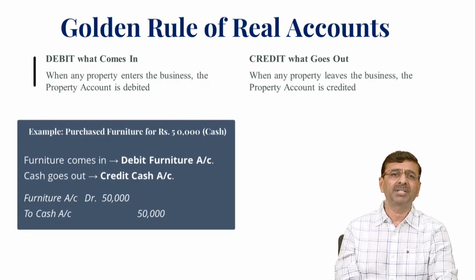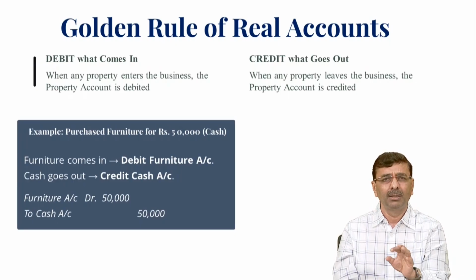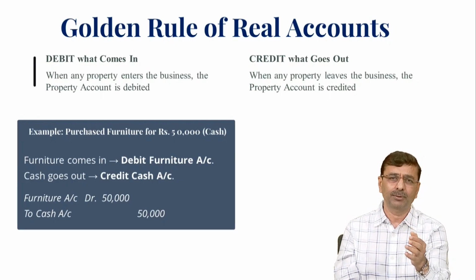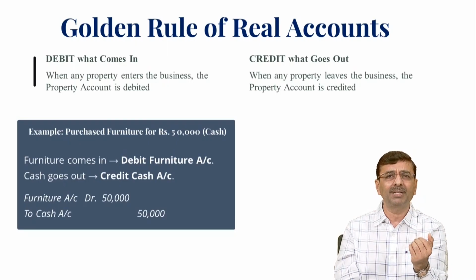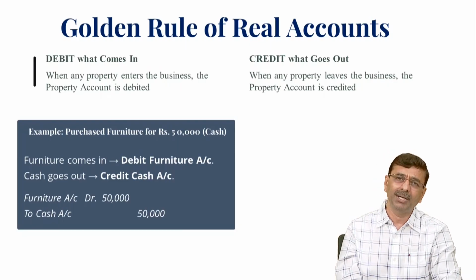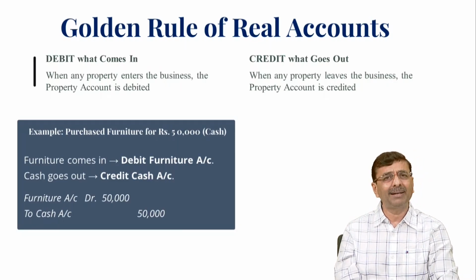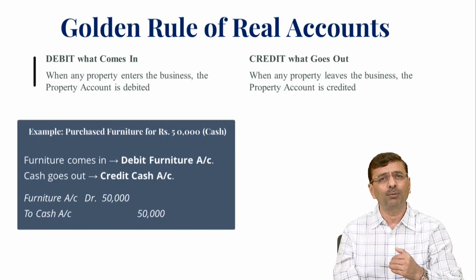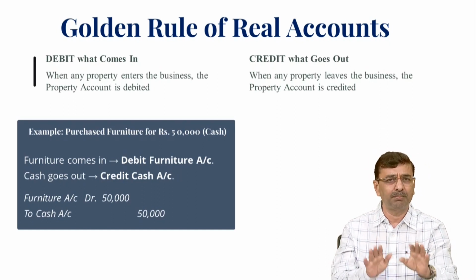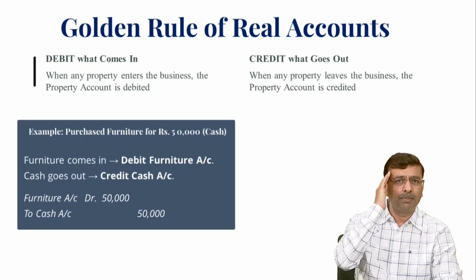See the example: purchase furniture for rupees 50,000 cash. Here you purchase the furniture, and for that you paid cash also. So what comes in when you purchase furniture? Furniture comes in. That's why the furniture account is debited. And you paid cash against the purchase of furniture. So what goes out? Cash goes out. That's why the cash account is credited. Very simple. Here you just have to apply your logic.